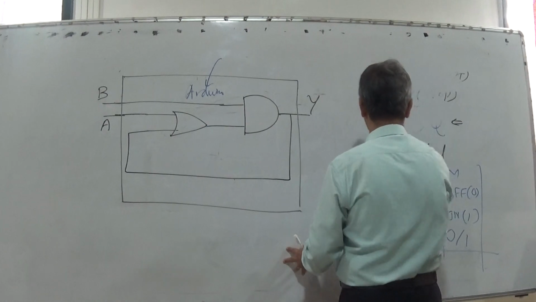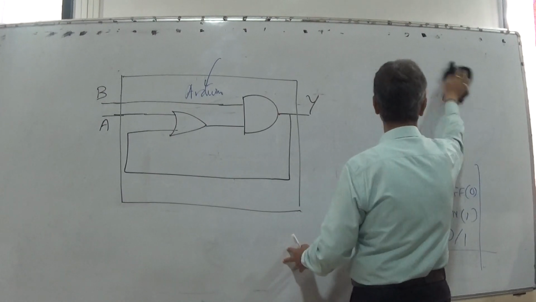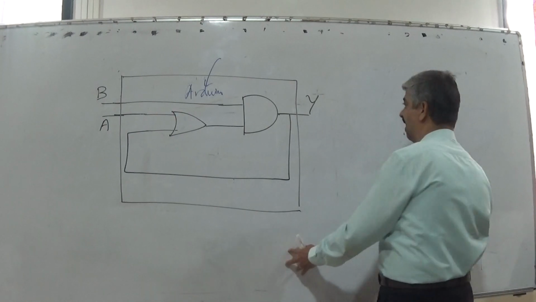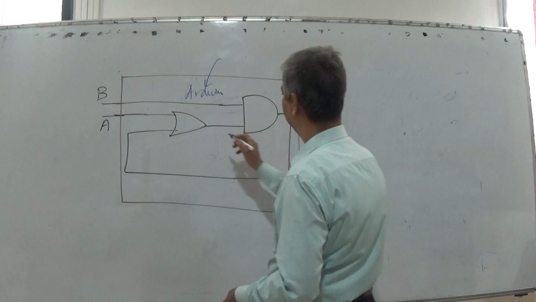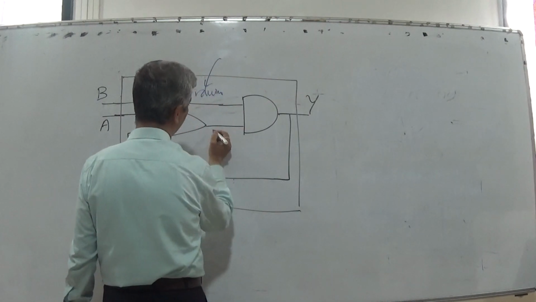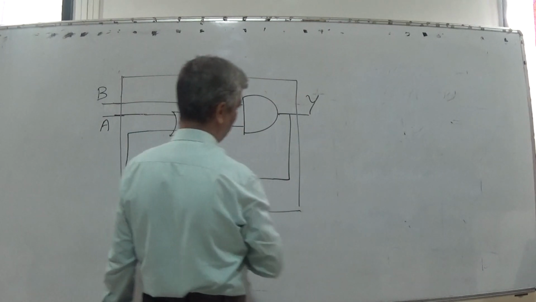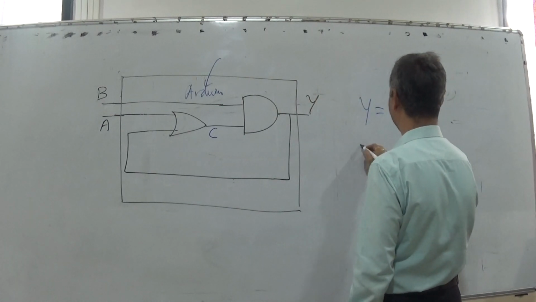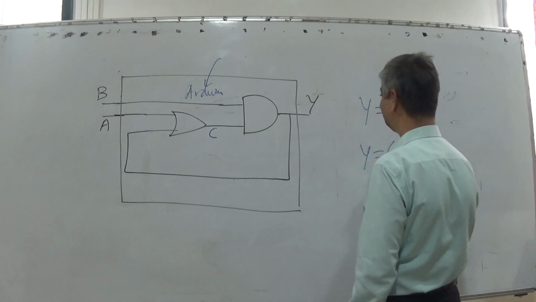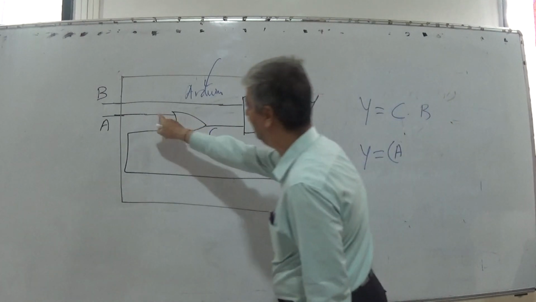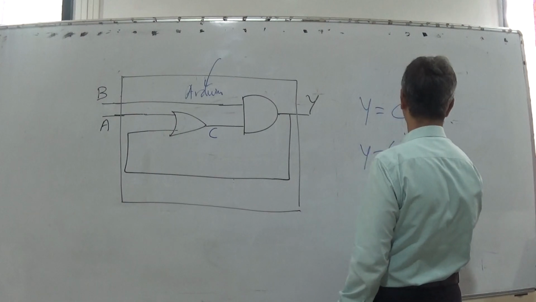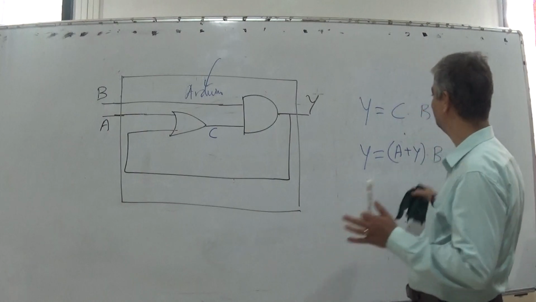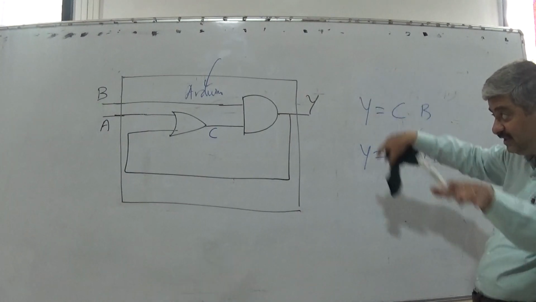So what is the equation of this circuit? The equation is quite interesting. Y is the output. If I use an intermediate variable C, then Y is equal to C into B, but what is C? C is A plus Y into B. So this is what is to be implemented.